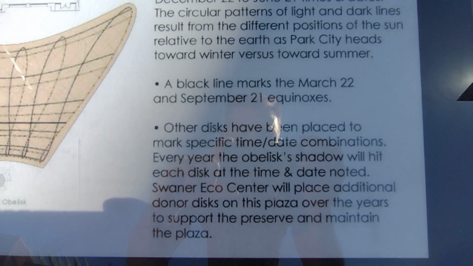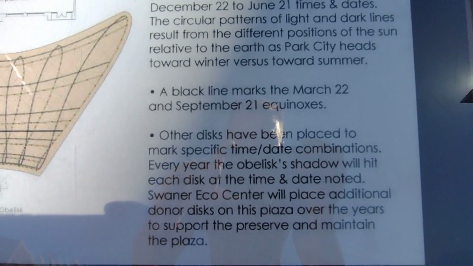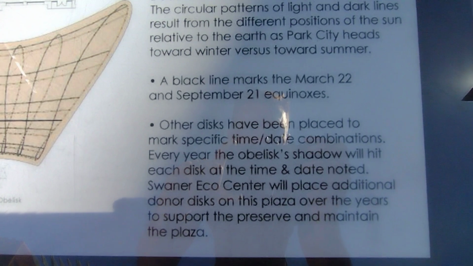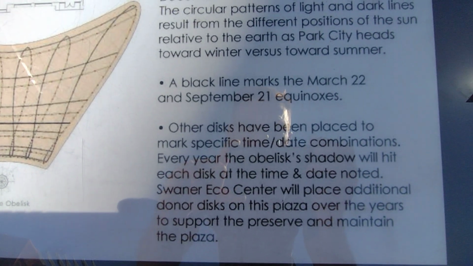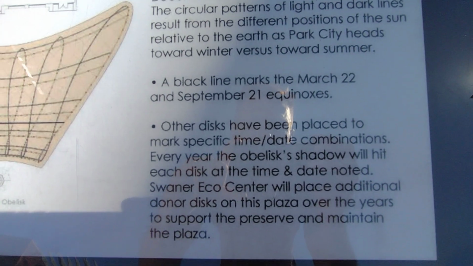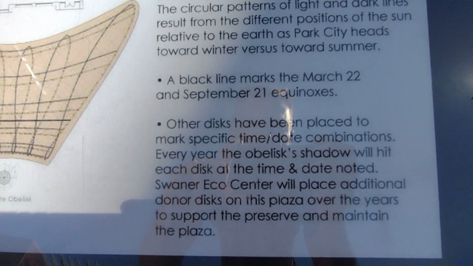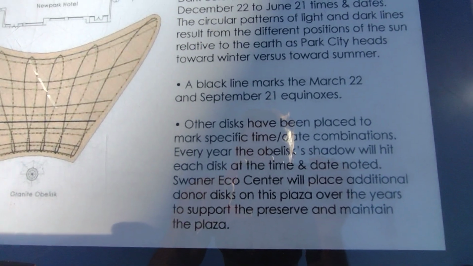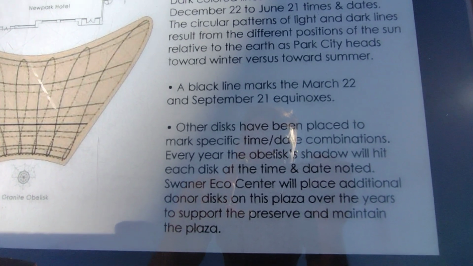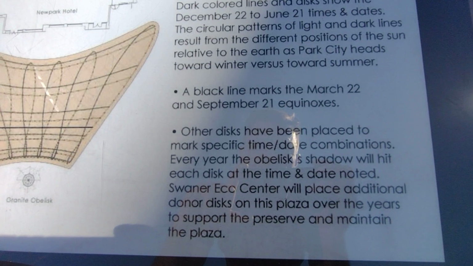A black line marks the March 22nd and September 21st equinoxes. Other discs have been placed to mark specific time and date combinations. Every year, the obelisk's shadow will hit each disc at the time and date noted. Swanner Eco Center will place additional donor discs in the plaza over the years to support and preserve and maintain the plaza.